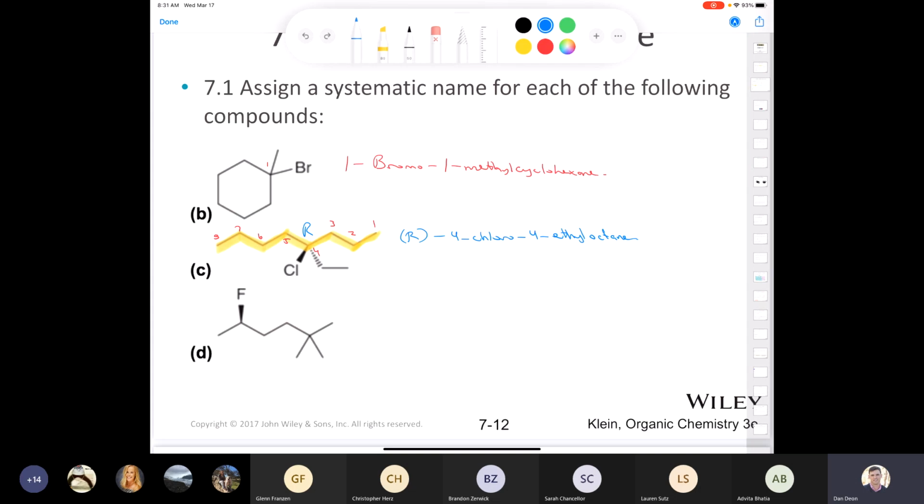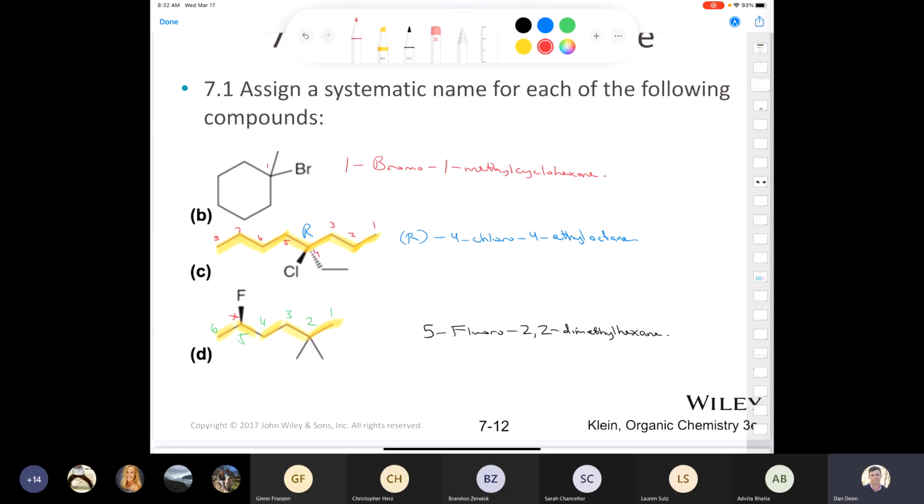Let's do the last one. Again, if we find the longest carbon chain, I think it's clear in this one that it's these 6 carbons here. We're going to start numbering from the right-hand side, 1, 2, 3, 4, 5, 6. Why? Because we have 2,2 here. If we were to number starting from the left, we'd only have a 2. So we have a 2,2-dimethyl and a 5-fluoro. If we put all that together, we've got 5-fluoro-2,2-dimethylhexane. Could anybody tell me what the stereochemical configuration of the chiral center is?